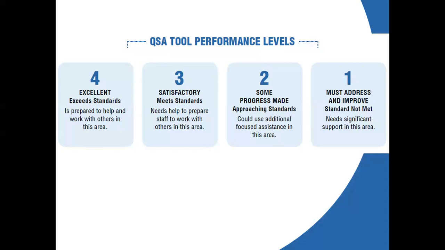A 2 means maybe it's happening in some cases, not others. Maybe you're really good with some cultures, but there's new cultures in your mix and you don't know how to deal with them. And a 1, of course, means you must address and improve. You're not meeting the standard. This is an area where you really need to grow and probably need to take some action. So those are the performance levels.